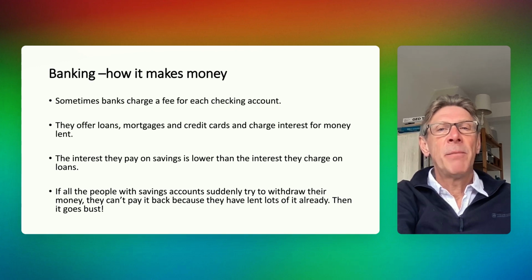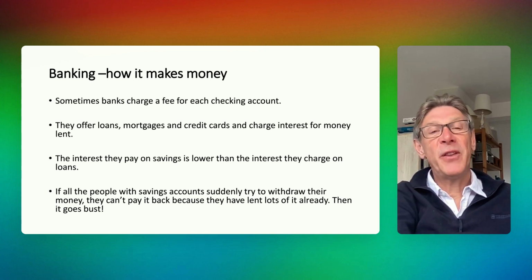But the money that they're lending is usually the money that other people have given them as their savings. They have to pay those people for the savings that they've given them, but generally they pay much lower rates of interest.